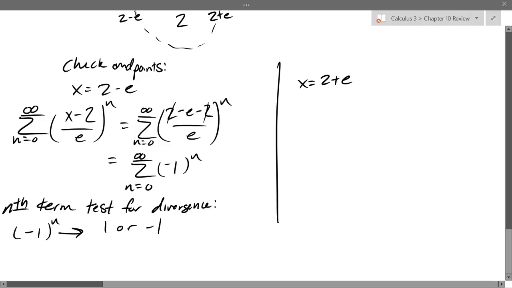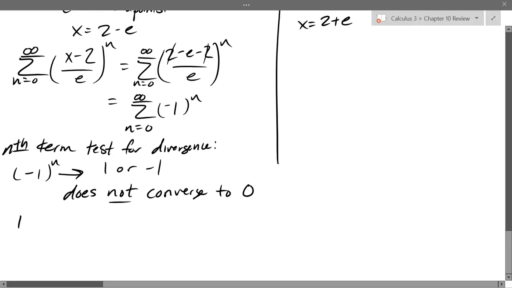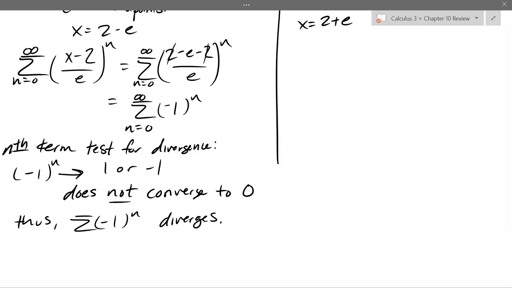So negative 1 to the n converges to 1 or negative 1, which doesn't really converge to anything. So it does not converge to 0. So therefore, the summation of negative 1 to the n diverges. Remember, the nth term test says the nth term has to go towards 0. If your nth term doesn't get small, you definitely diverge.